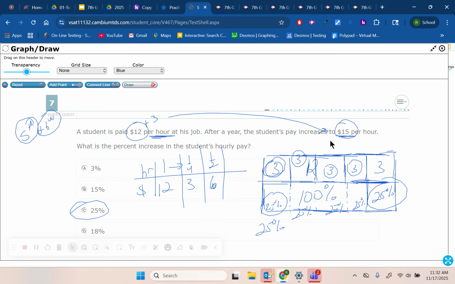And that's it. I guess we can check it. So what would be then 12 times 25% is really 12 times 1/4. What's 1/4 of 12? $3. Was that $3 extra to give me that 15? And there it is. Easy stuff.